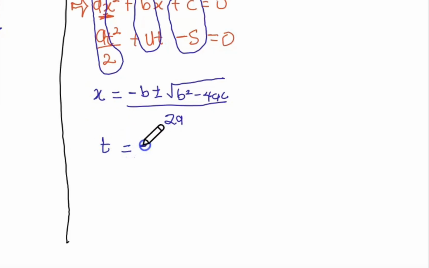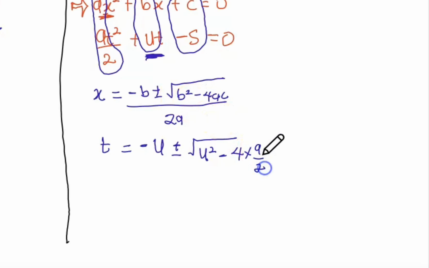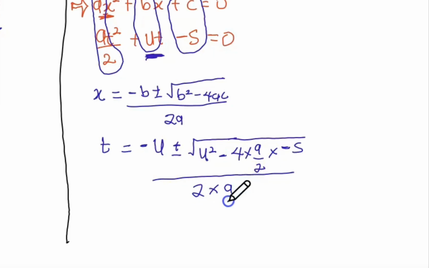So t is equal to minus, what's our b here? This is b when we compare. So b is u, so that will be minus u plus or minus root. Now what's our b again? Our b is also u. So that will be u squared minus 4 times our a here, which is a over 2. So when you compare, that's a over 2 times c, and c there is minus s. So this is very important. So we have this all over 2 times a, which is a over 2.